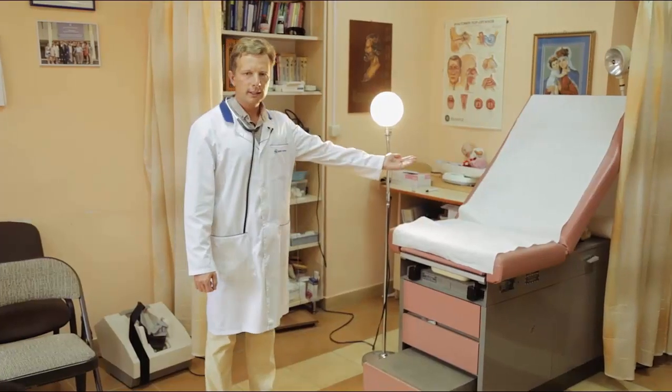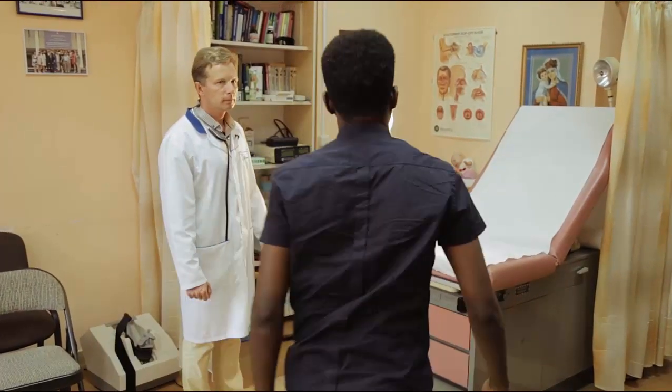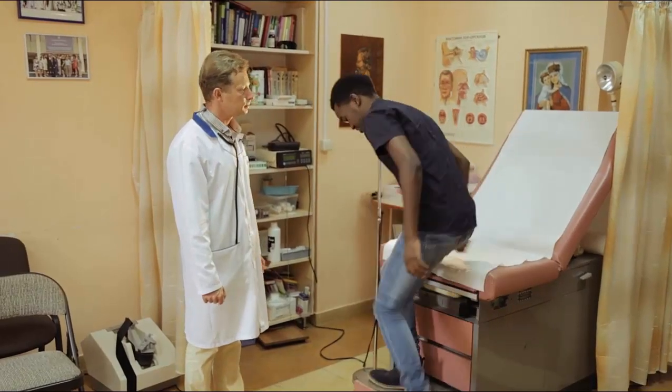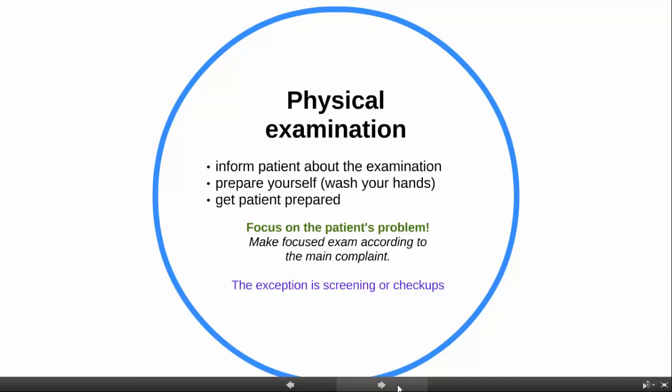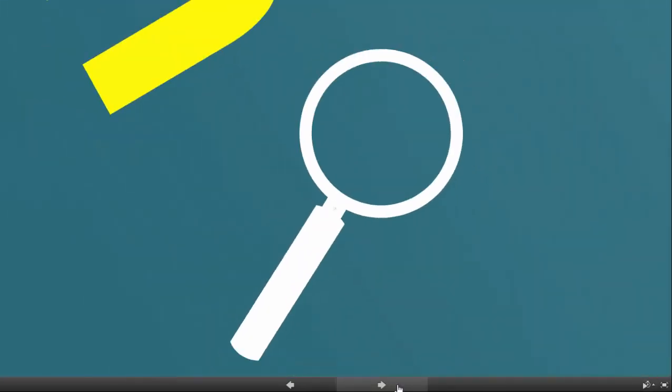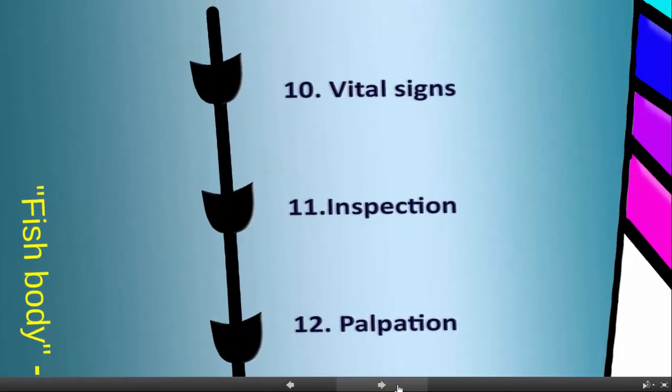George, could you please sit here? So, are you ready to explore the fish skeleton? Let's see how I do a physical examination in my practice.